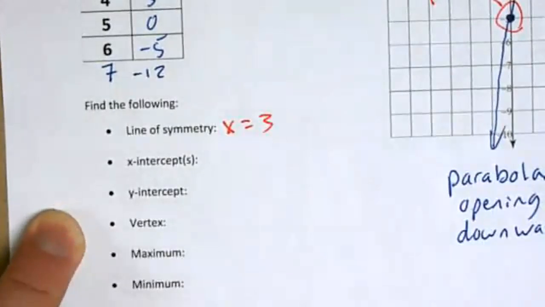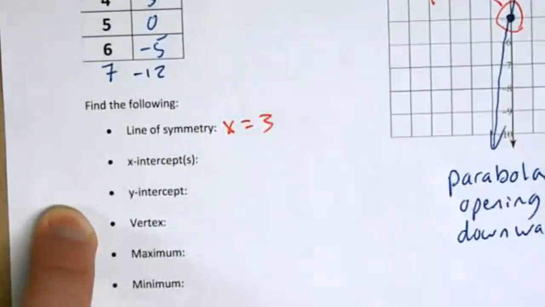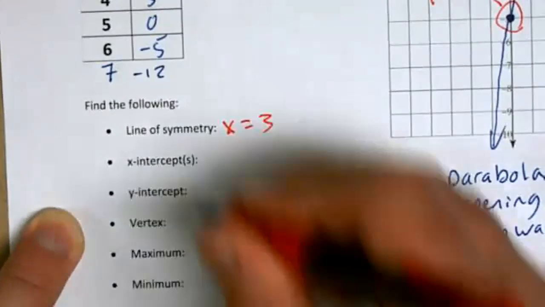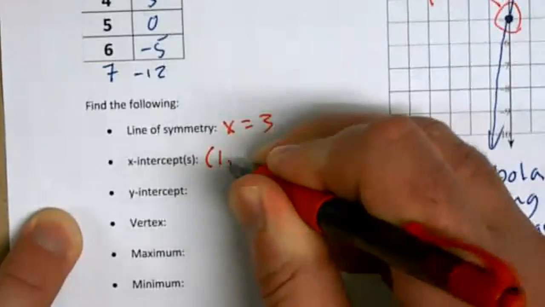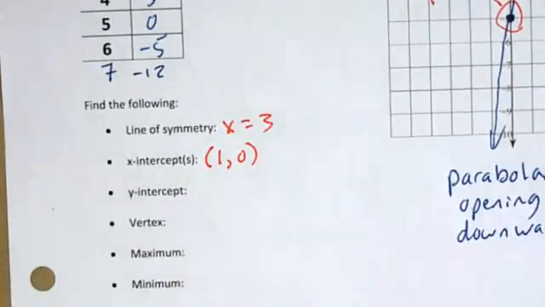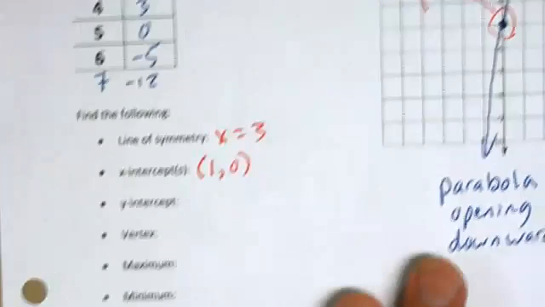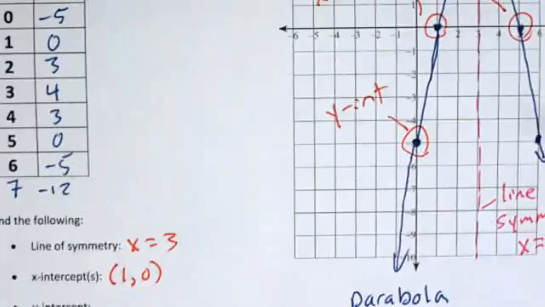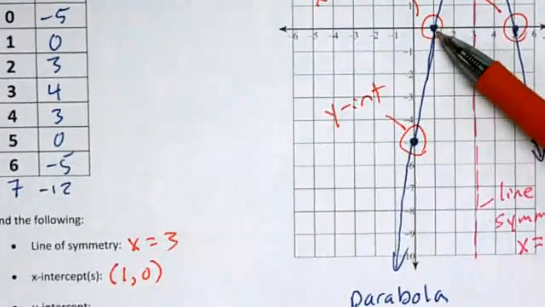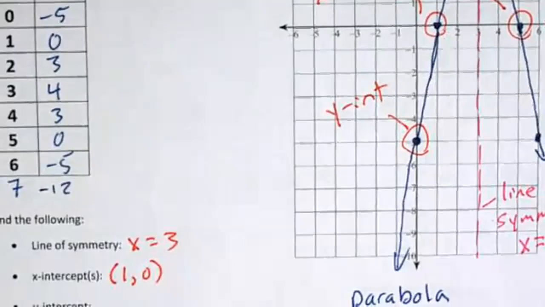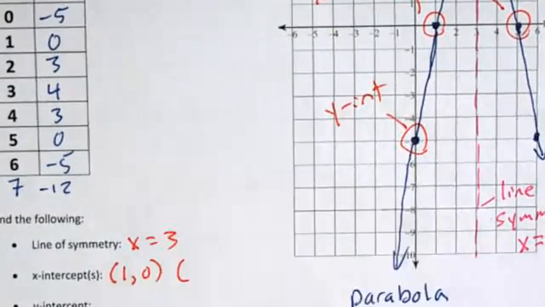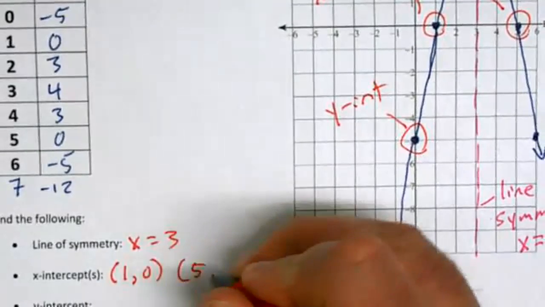This next part's really important. In this class, when I ask you for intercepts, I need a point. Intercepts are a point. They're not just a number, they are points. One of our intercepts is at 1, 0. That is the coordinates of this intercept right here. That's 1, 0. What is my other x-intercept? 5, 0.